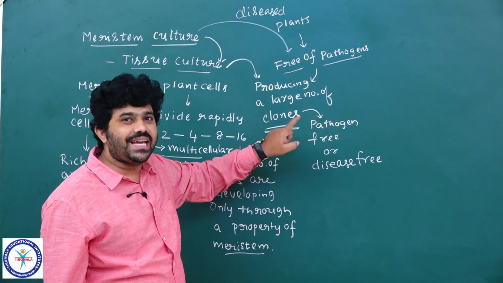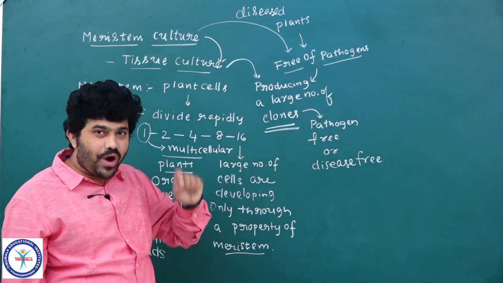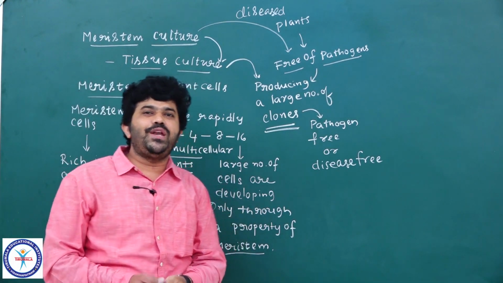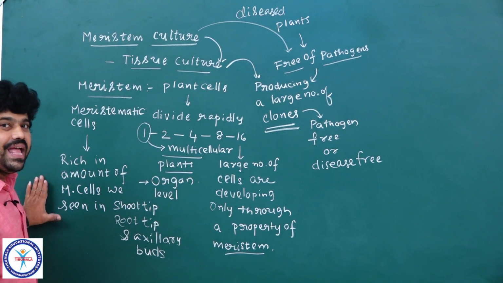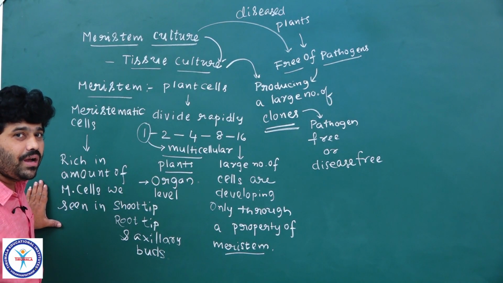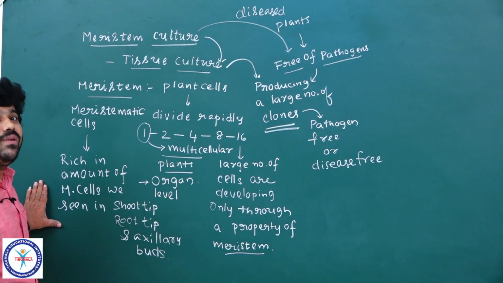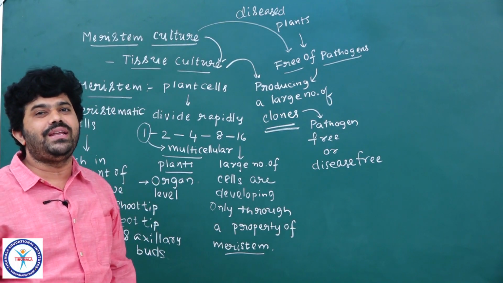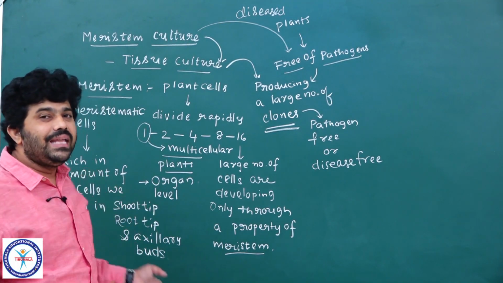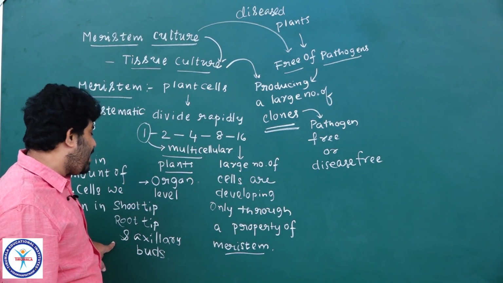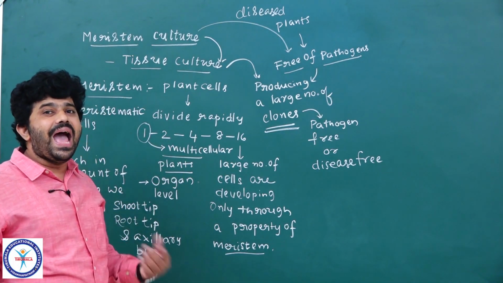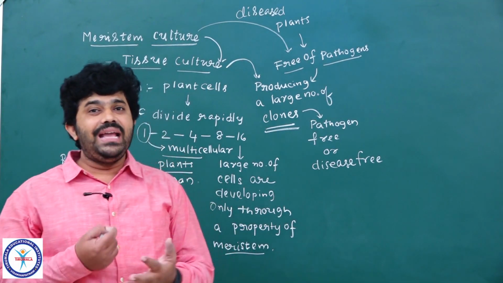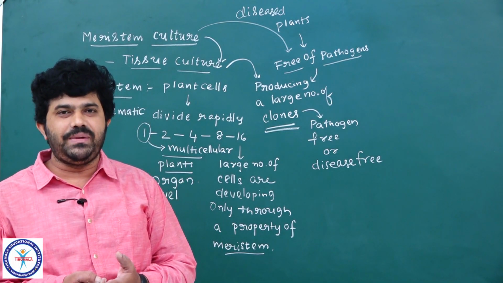The pathogens and diseases are not carried forward into the generations we are producing by the method of tissue culture like meristem culture. Whenever we collect the meristem from the diseased plant, that meristem does not give the opportunity for the survival of pathogens, especially viruses. Viruses may not grow because the meristematic cells, present in root tip and shoot tip, have a high concentration of auxins and a high rate of cell division.